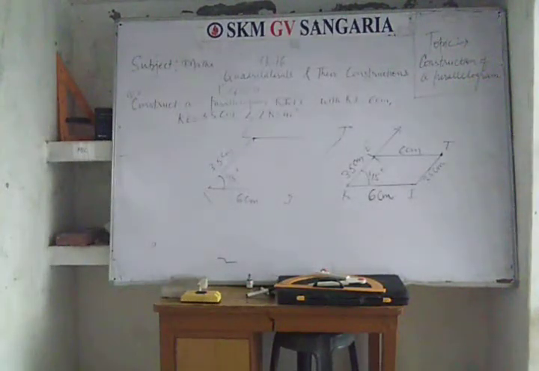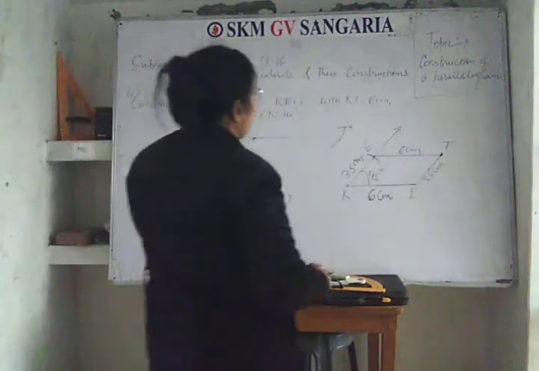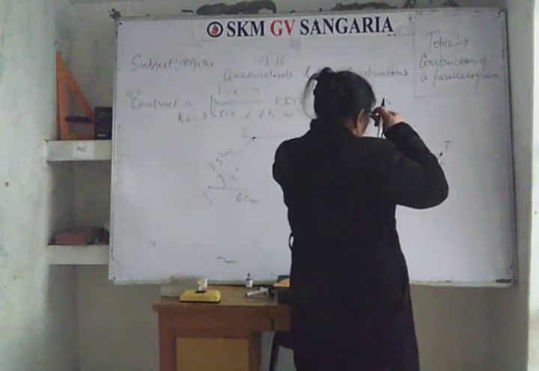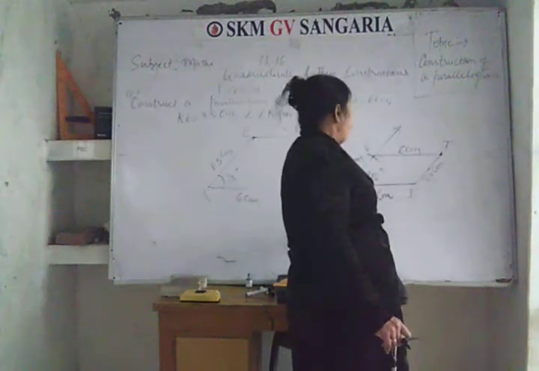You will draw a line ET equal and parallel to KI using scale. Join. You have joined T and I. Join IT to get the parallelogram, here it is KITE. It is kite here.